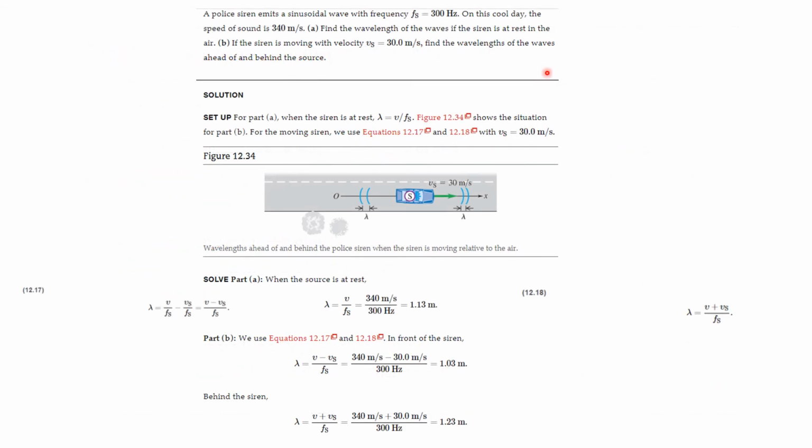Now here's another example, and we should talk through this one. A police siren emits a sine wave with a frequency f sub s. It is the source of 300 hertz. And on this cool day, and you see it depends on the temperature and everything else, sound is moving at 340 meters per second. So in A, we're to find the wavelength of the waves if the siren is at rest in the air.